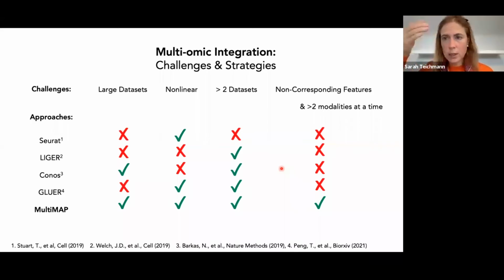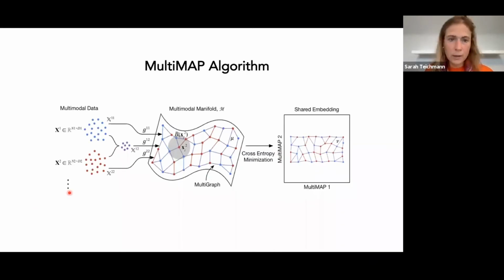So the naive versus the memory T cell has a lot of differences in the epigenome, but only very small differences in the transcriptome. And so being able to have an integration between transcriptome and epigenome that takes into account ATAC sequencing peaks is very powerful, and MultiMAP is the only one that allows that. So the principle of MultiMAP is that you basically find one shared multimodal manifold for all the different modalities.